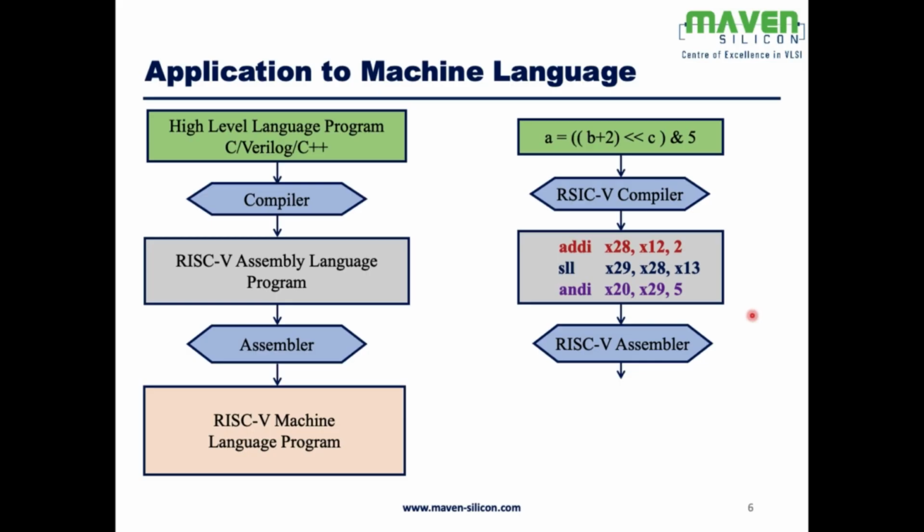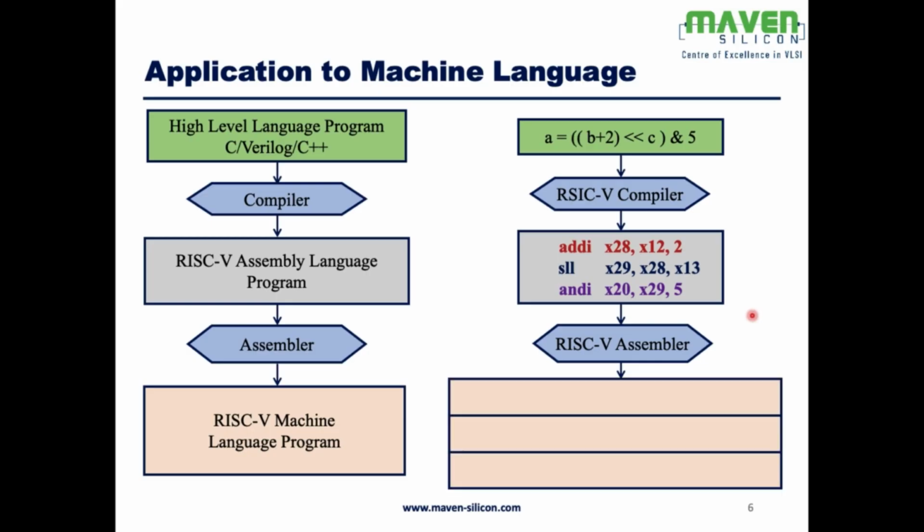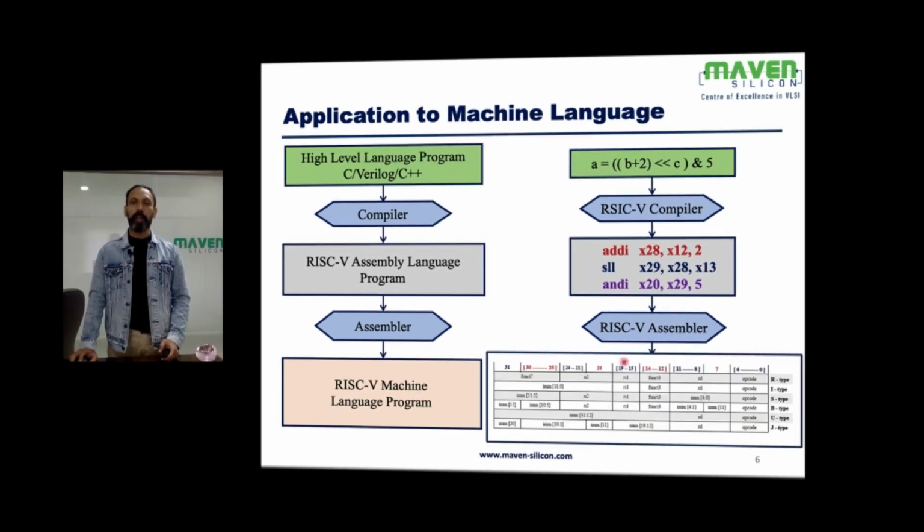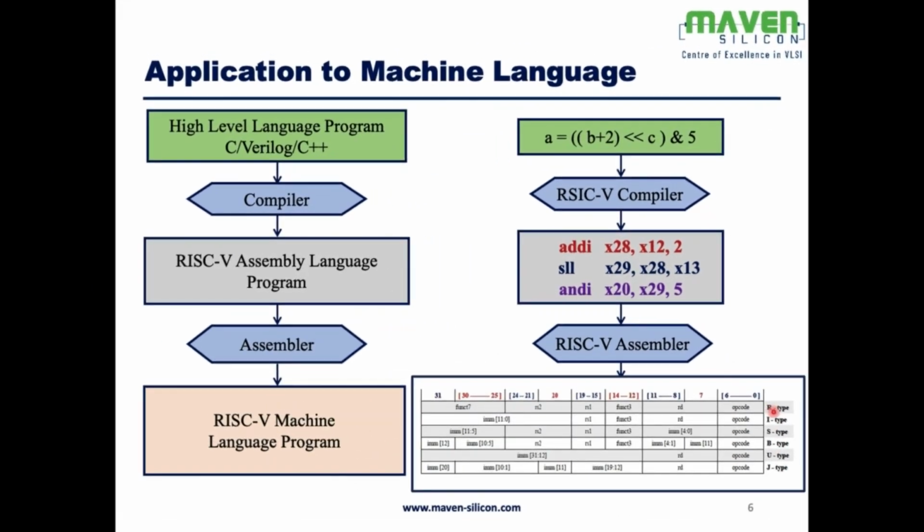into machine language. To convert this into machine language, it follows RISC-V ISA. RISC-V ISA defines the format of the instruction. There could be different formats like R, I, S, B, U, J. So here if you look at, addi falls under I type instruction, immediate type. SLL, shift left logical, falls under R type instruction. Again, ANDI falls under I type. So based on the format, it's going to convert the instruction into binary.